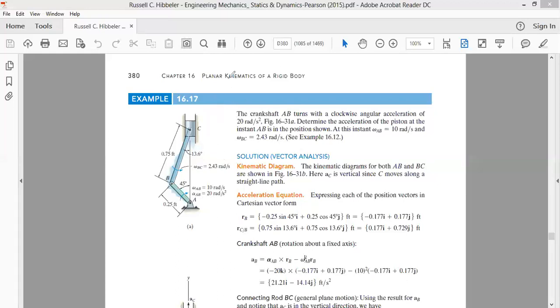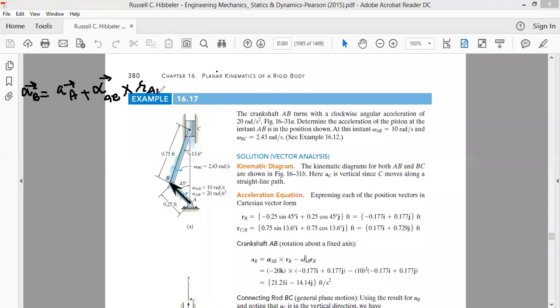In order to find the acceleration of B, we will draw the vector from A to B, and write the acceleration of B in terms of the acceleration of A. So between points A and B, the acceleration of B is equal to the translational acceleration of A, plus the angular acceleration of AB, which I will write as alpha AB, cross product with the radius vector from A to B, that is RAB.